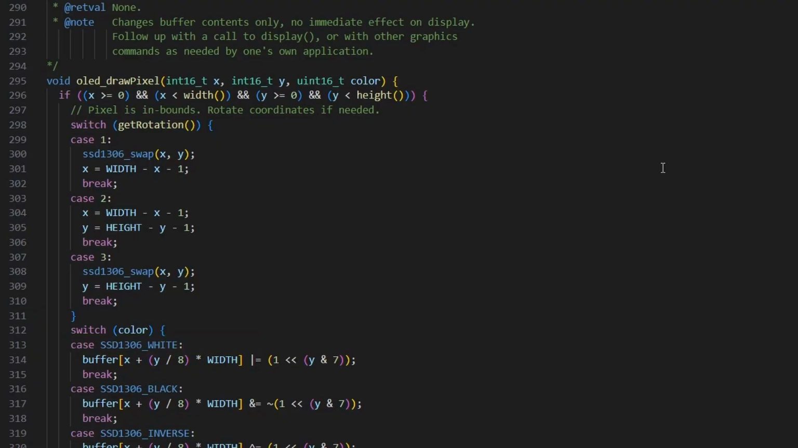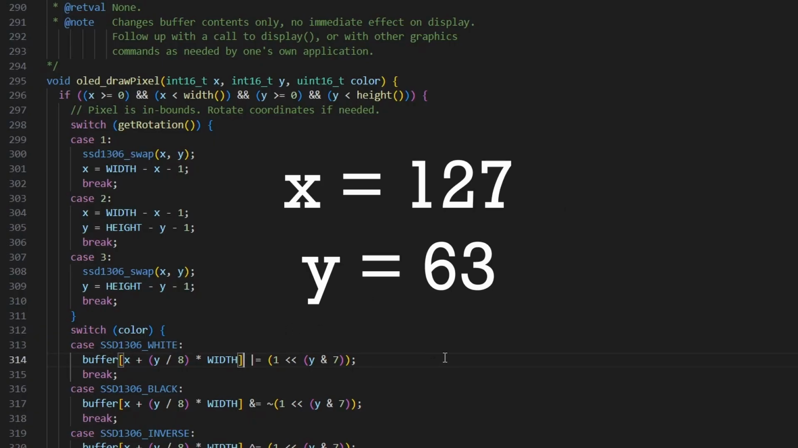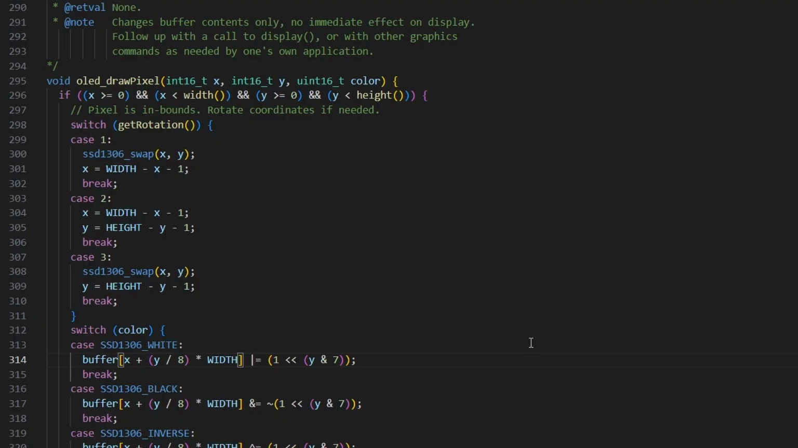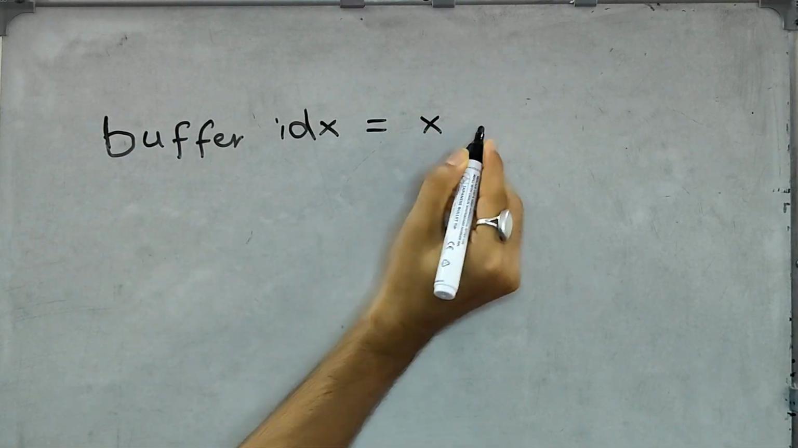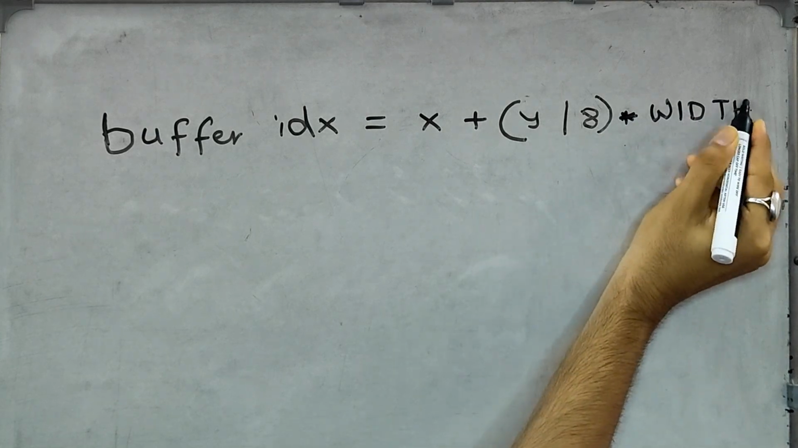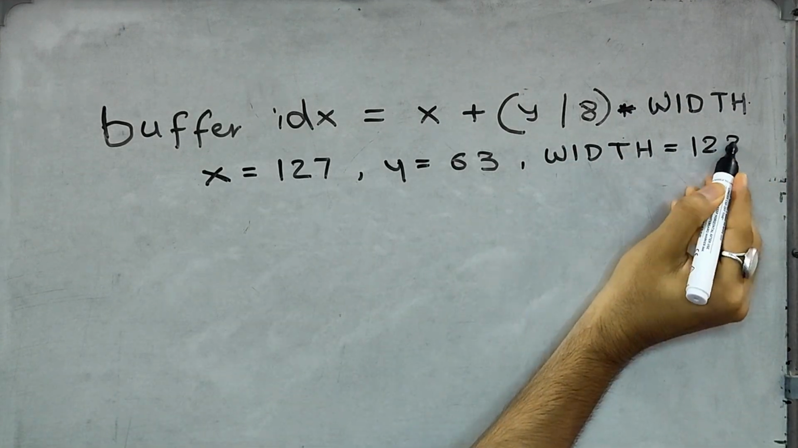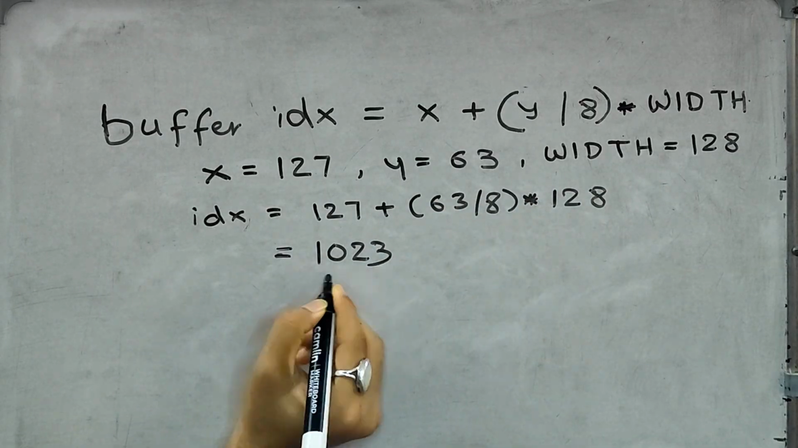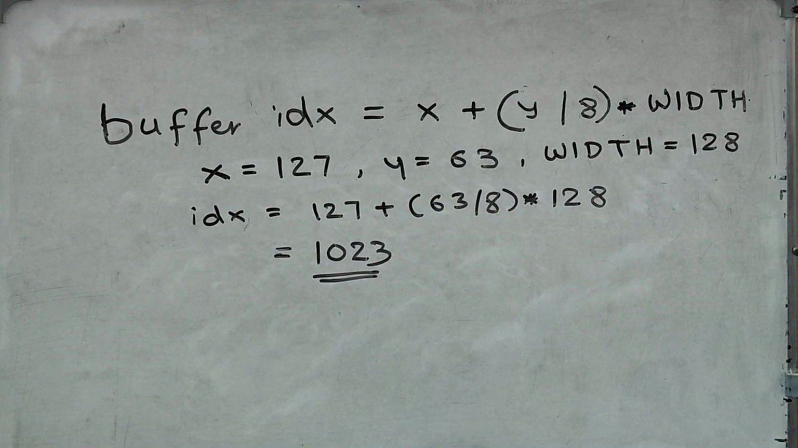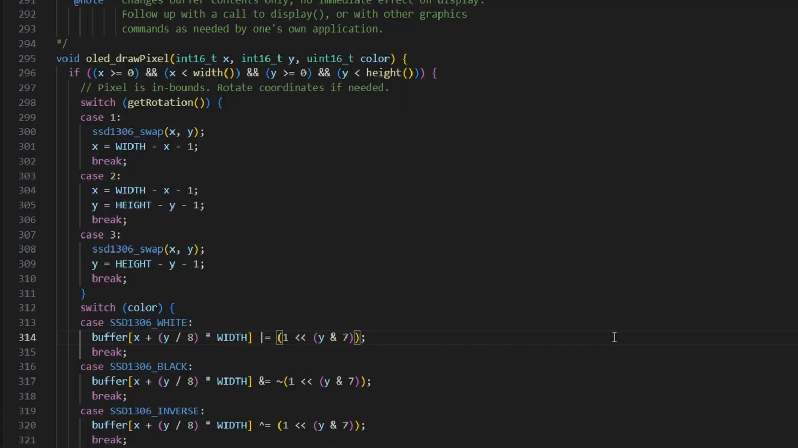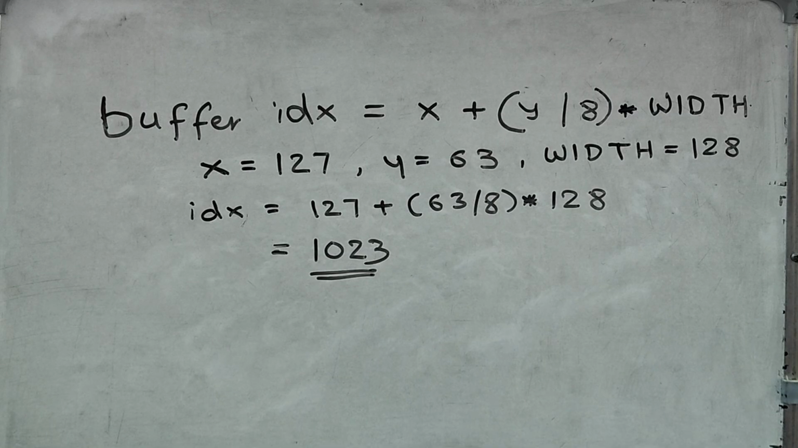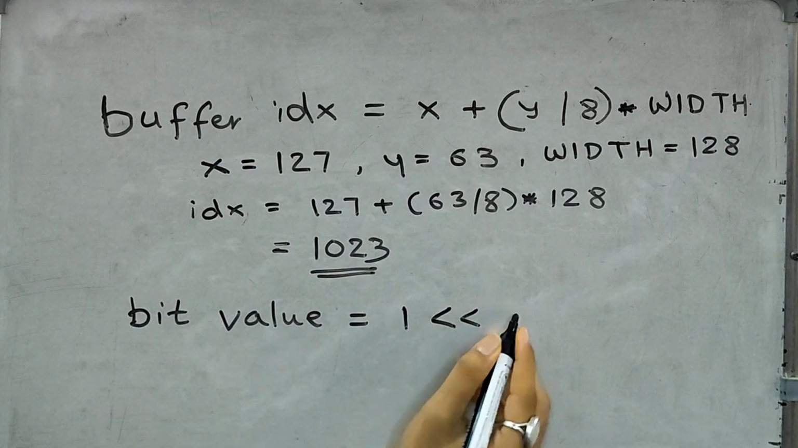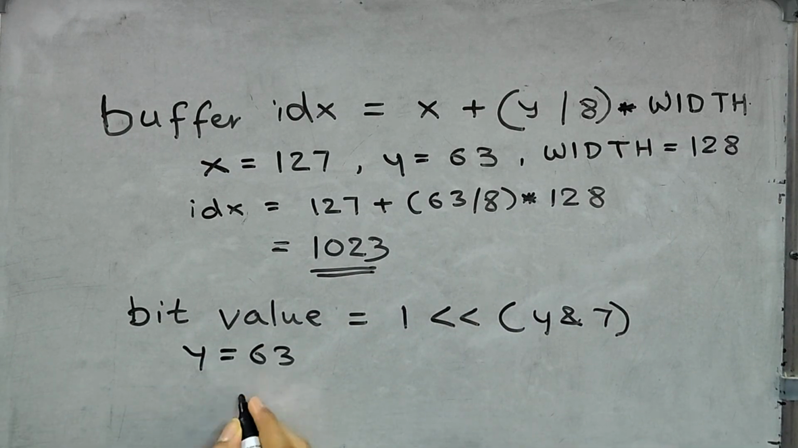Suppose we choose white as the pixel color and the coordinates are x equal to 127 and y equal to 63. To calculate the index in the buffer, we use this formula. So in our case, that's the last byte in our 128x64 buffer of size 1024 bytes, which was allocated in the OLED begin function. Next, we compute the bit position using this equation. So for y equal to 63, we get 1 left shift 7.